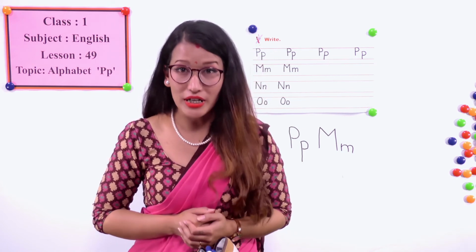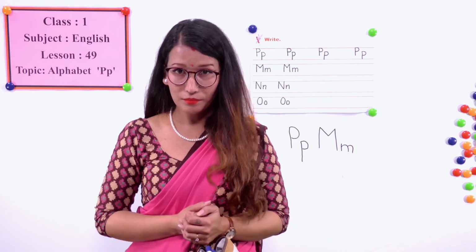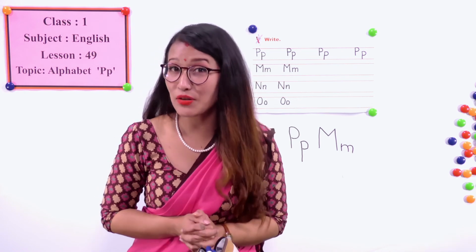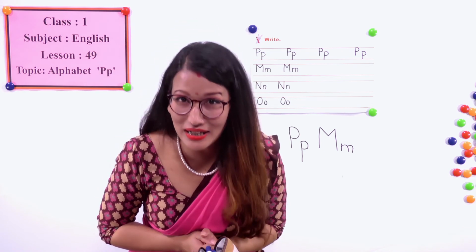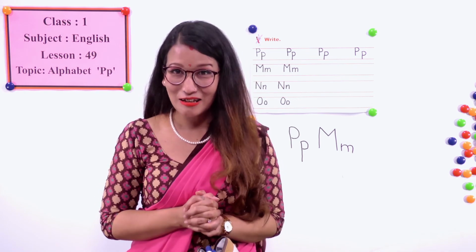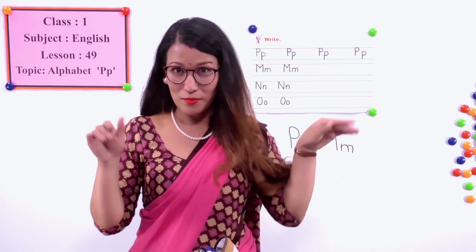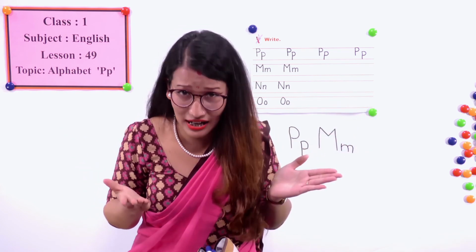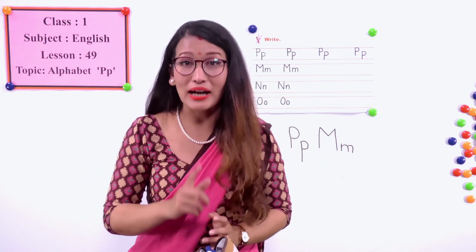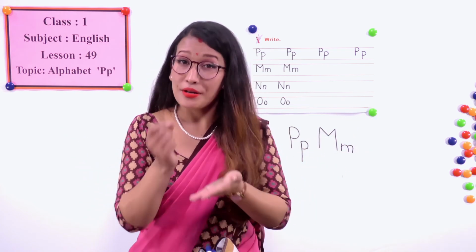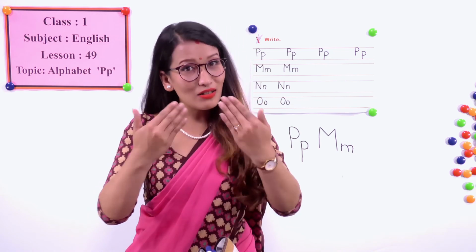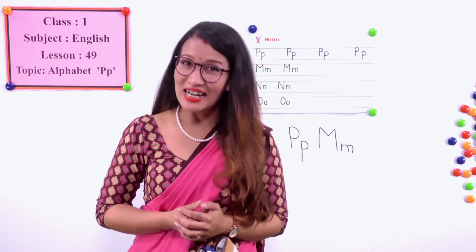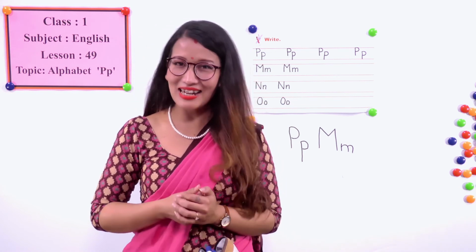Very good. Today, what did we learn? We learned so many words to say, starting from the letter P. Can you tell me two words? Peacock. Very good. Parrot. Wow. And many other words. Yes? Okay. Now you practice to read the words and write also and show it to your elders. And I will meet you in next class. Until then, be happy and smile.